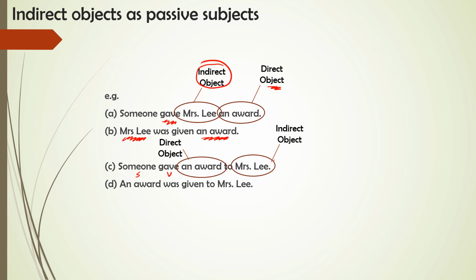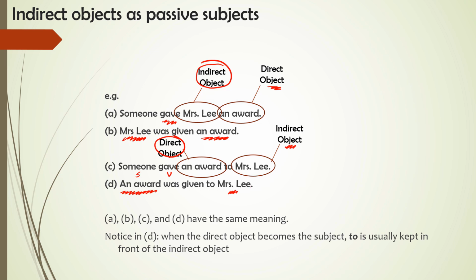The object which comes directly after the verb, that is in this case direct object, becomes the subject of the passive. So the subject of the passive is an award because an award comes directly after the verb in the active sentence. An award was given to Mrs. Lee, while the indirect object still becomes the object of the passive.